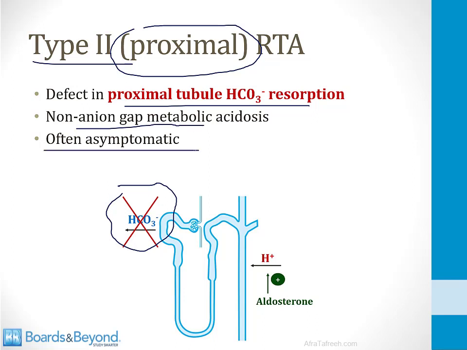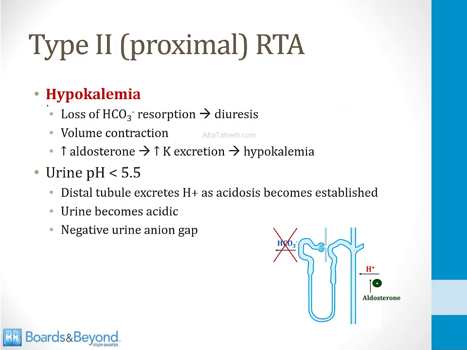They're often asymptomatic. And the reason for this is because the distal nephron can still secrete acid, and that makes up for a lot of the problem of losing bicarbonate in the urine. Therefore, these are typically milder RTAs. Patients with proximal RTAs develop hypokalemia.